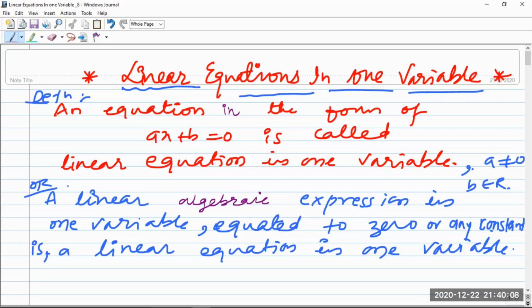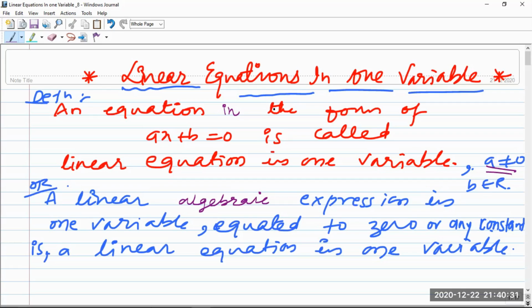A linear equation is nothing but an equation in the form of ax plus b, where a and b are real numbers and a must be non-zero, is called a linear equation in one variable. The must condition is that the value of a must be non-zero. This a must be non-zero, right? And this b may be any real number.